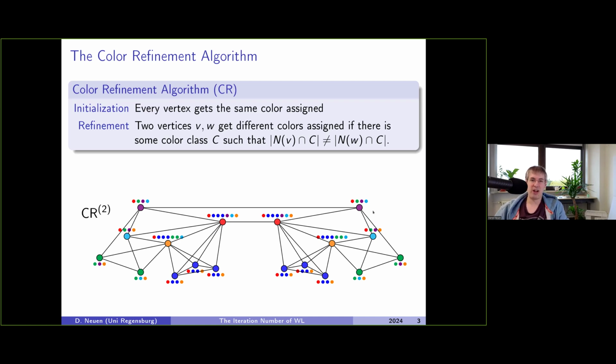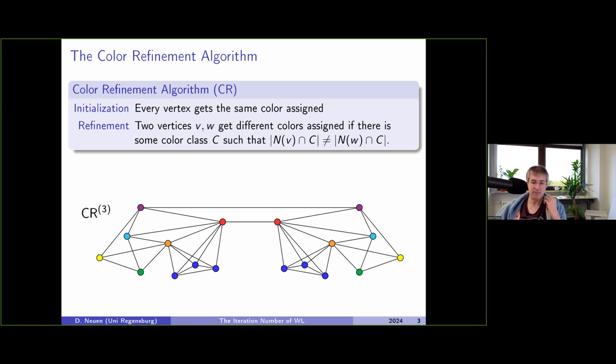And well, we keep going with this process until the coloring or the partition into color classes doesn't change anymore. So here this happens after 3 iterations. You can see the 3 in the exponent of the CR on the left side. So we have run color refinement for 3 iterations, and now we know that vertices with different colors cannot be mapped to each other. Okay, so this is the basic color refinement algorithm.